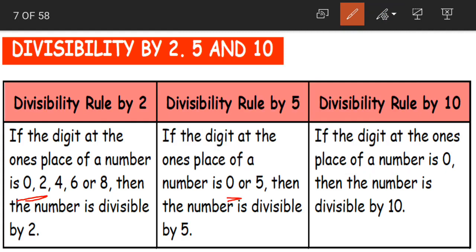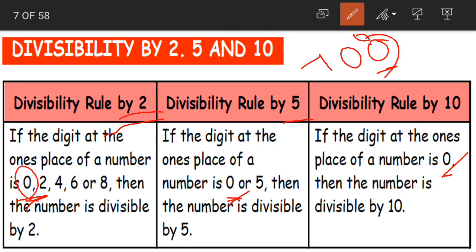Okay, now you might get a doubt. This 0 is in all the three, that is divisibility rule by 2, 5 and 10. Now suppose I have a number 100. Okay, let's say 700, which is having 0 at the ones place. Now what should I do? Is it divisible by 2 or 5 or 10? Yes, it is satisfying all the three conditions.